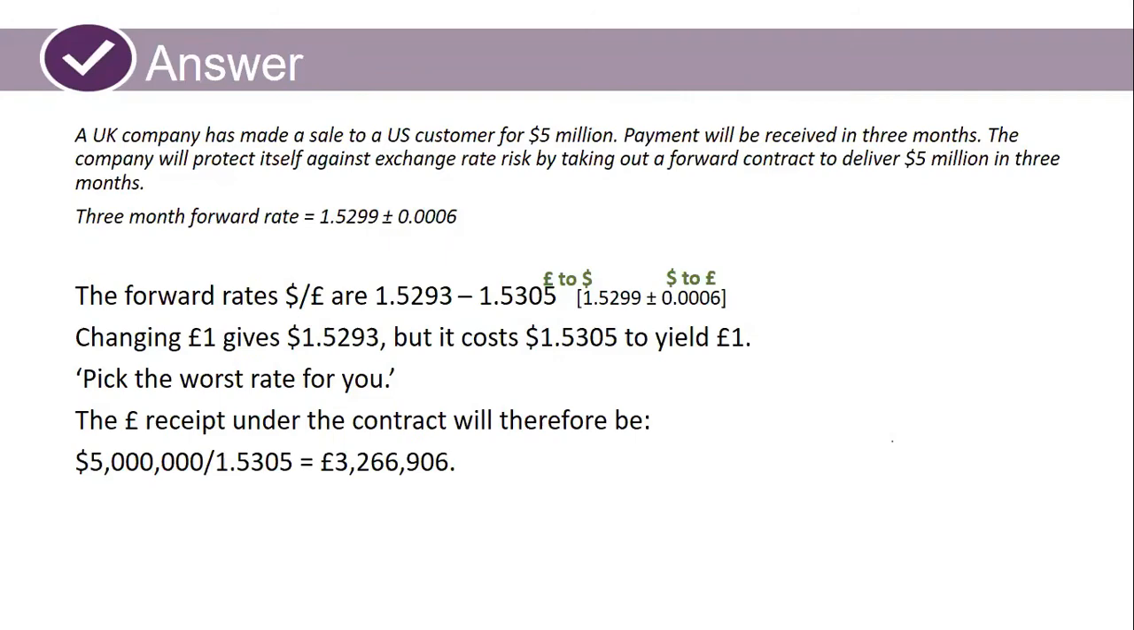So that part was correct, that you have to take a bigger number. 1.5299 plus 0.0006, you have to do, because you know that it is dollar to pound, whatever the rate is, like 1.5293. Changing $1 gives 1.5293 pounds. So 3,266,906. This is the number of pounds you are going to get.